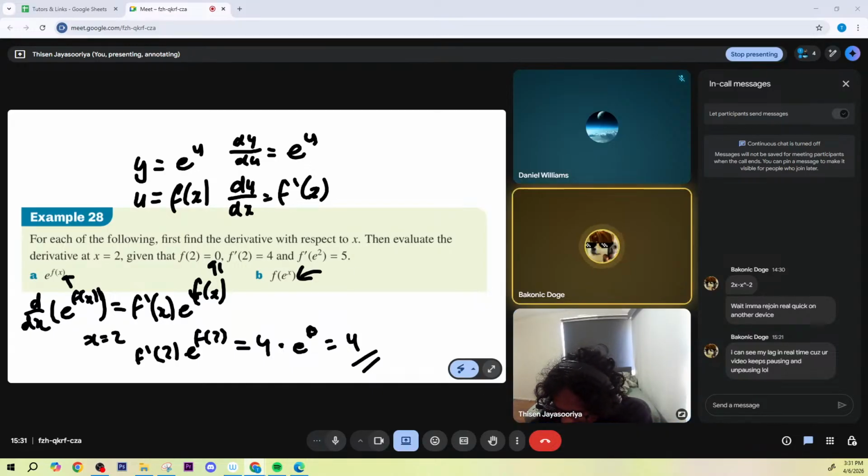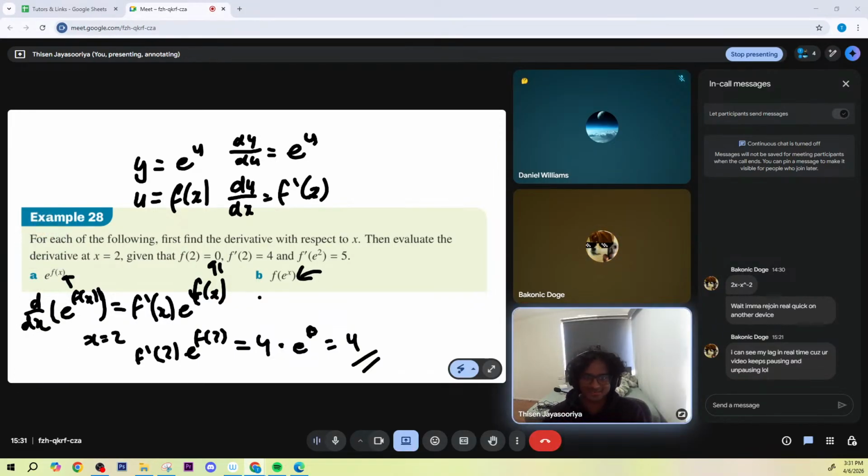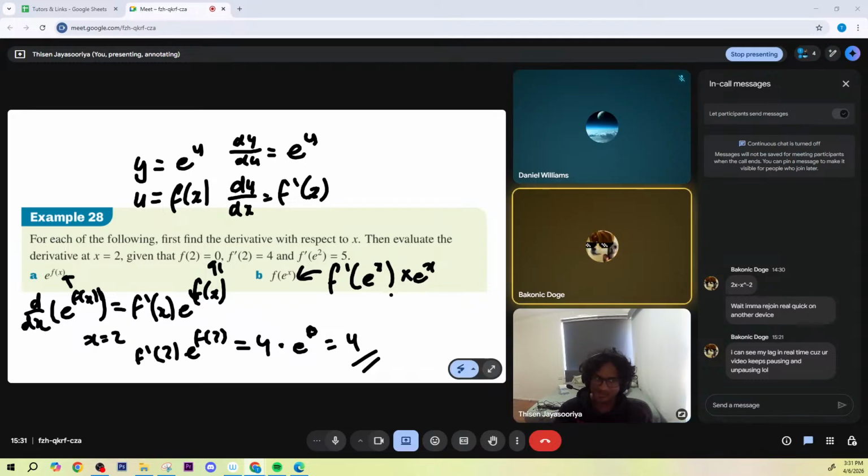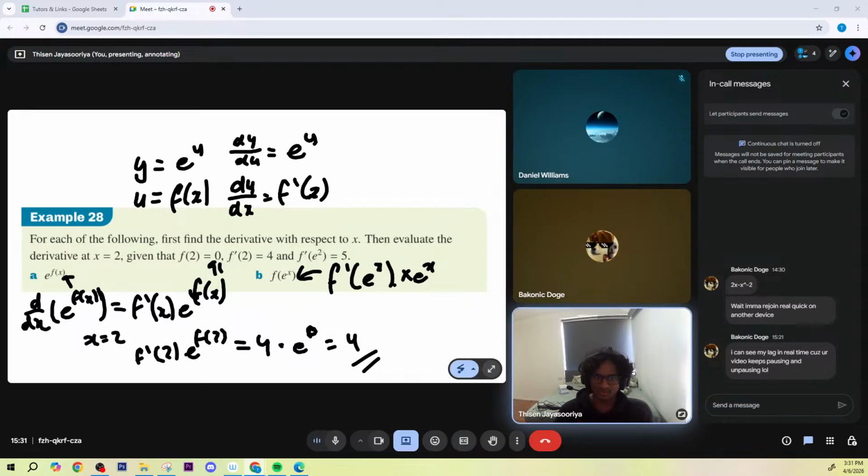So here, the outside function is f, yeah? So the derivative of f is just f dash of x, right? The inside function is e, so we times it by e to the x. This is what I mean by inside and outside. And then we can just substitute in 2. So we get f dash of e to the 2 times e to the 2, which means you get 5 times e to the 2, because we know that f dash of e to the 2 is just 5.